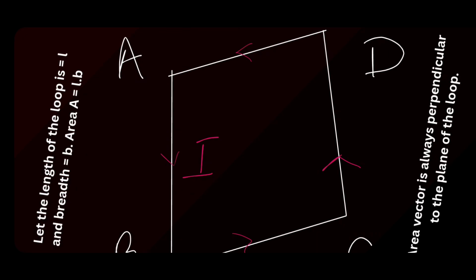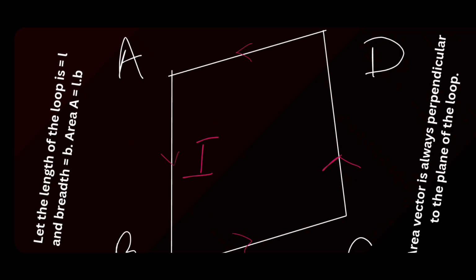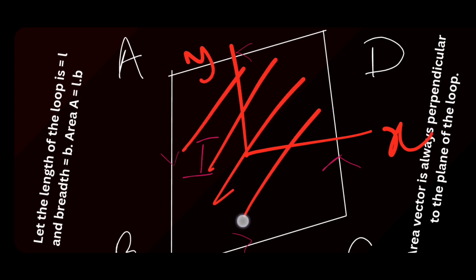Let L be the length and B be the width of this loop. Then the area of this loop is A equals L cross B. Now, what is the direction of this area vector? To find the direction, we take the xy plane. This is x and y, and the loop is placed in the xy plane. So the area vector will be in the z direction, that is coming towards your eye, right? We should keep in mind the direction of the area vector.